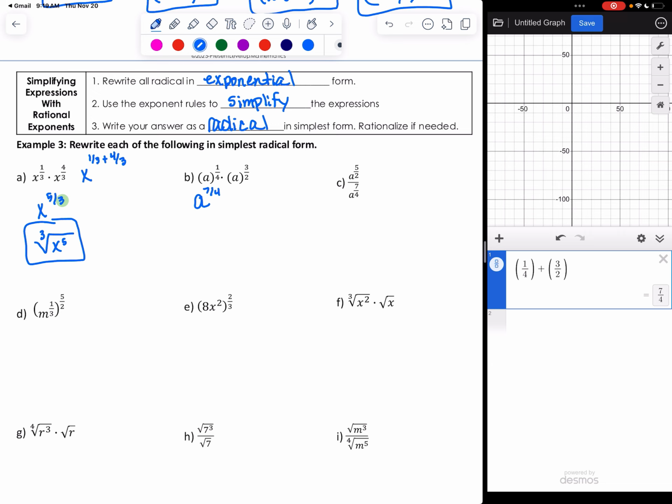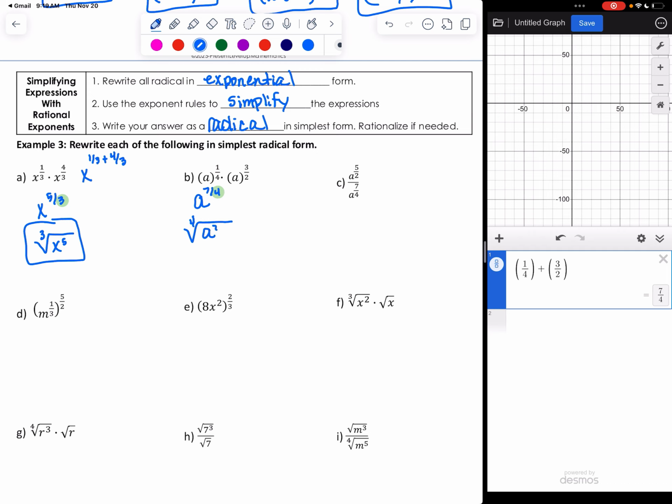Now we're ready for step 3. Write my answer as a radical in simplest form. So my denominator is 4. So I'm going to rewrite this as the 4th root of a to the 7 power.